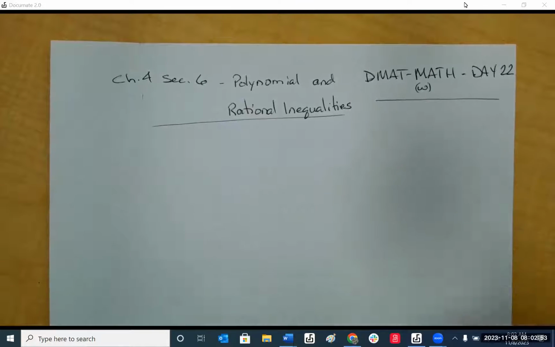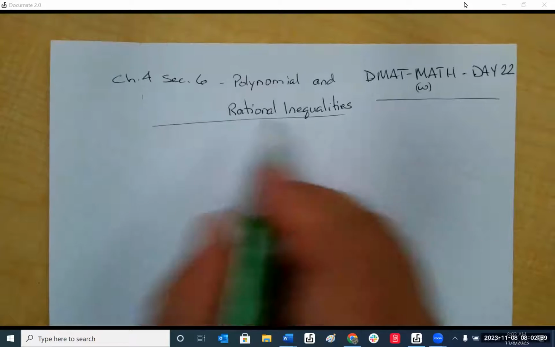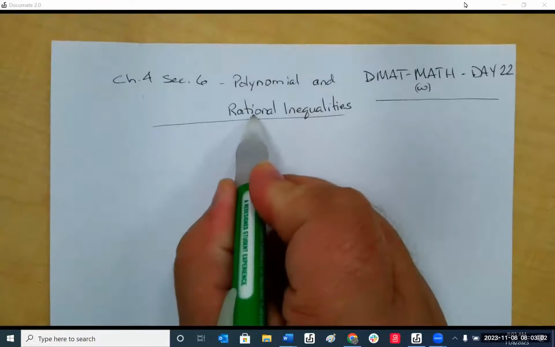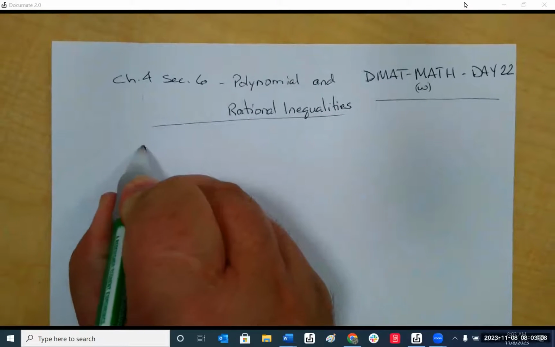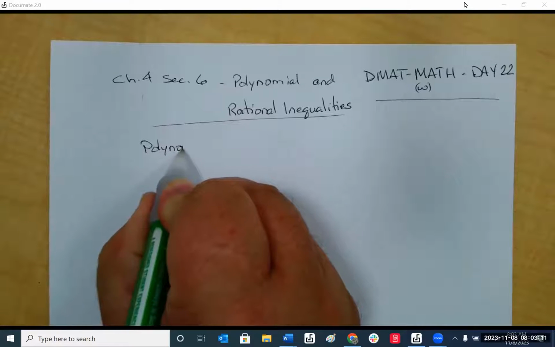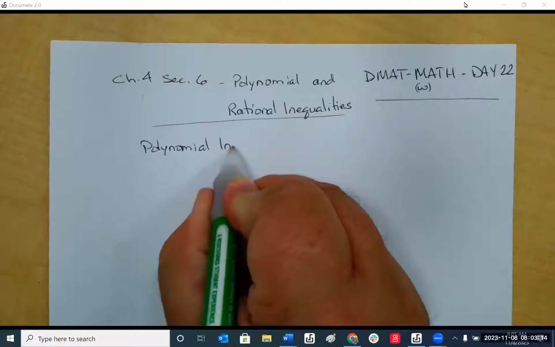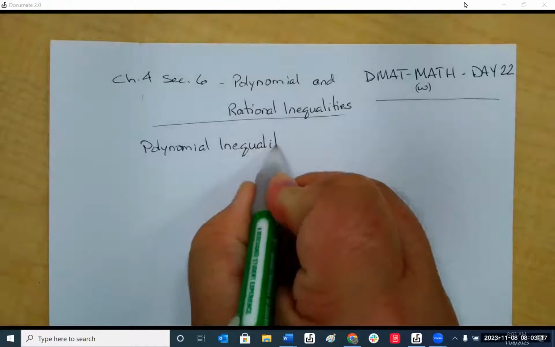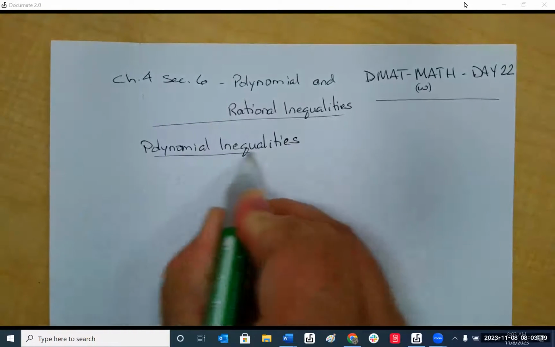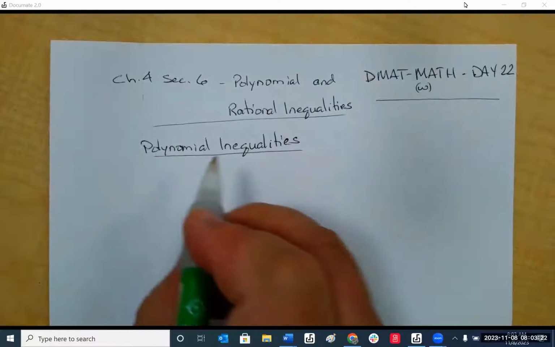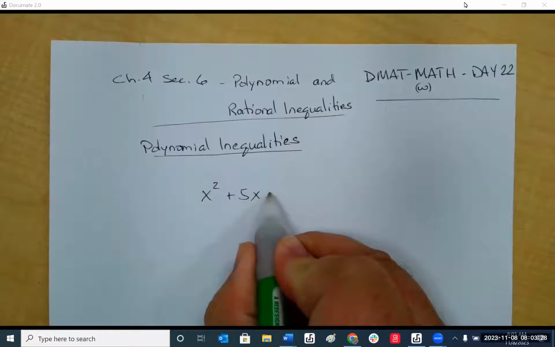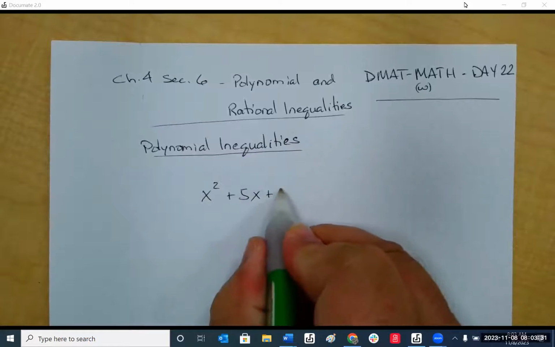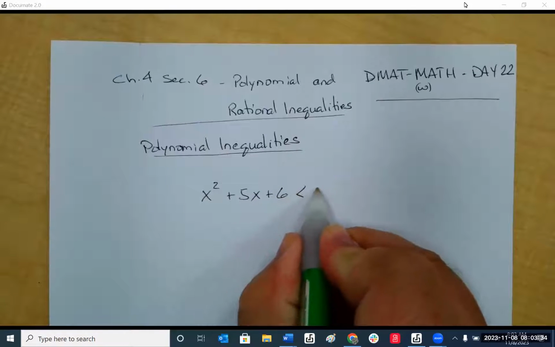Right. So in this section, we're dealing with polynomial and rational inequalities. Remember, polynomials have many terms, and rationals are fractions. So we're doing inequalities now. We'll look at polynomial inequalities. It would be something like x squared plus 5x plus 6 is less than 0.